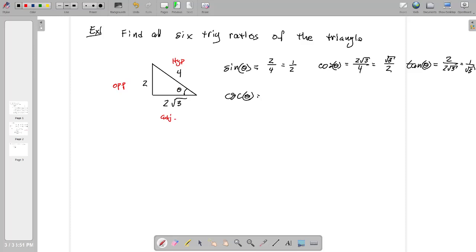Cosecant then will be hypotenuse over opposite, 4 divided by 2, or you could just reflect the sine fraction. So sine of theta was 1/2, which means cosecant is 2. Secant theta will be the reciprocal of cosine, so 2 divided by square root 3, which is 2 root 3 over 3, if you wanted to rationalize the denominator. And lastly, cotangent is going to be root 3 divided by 1.